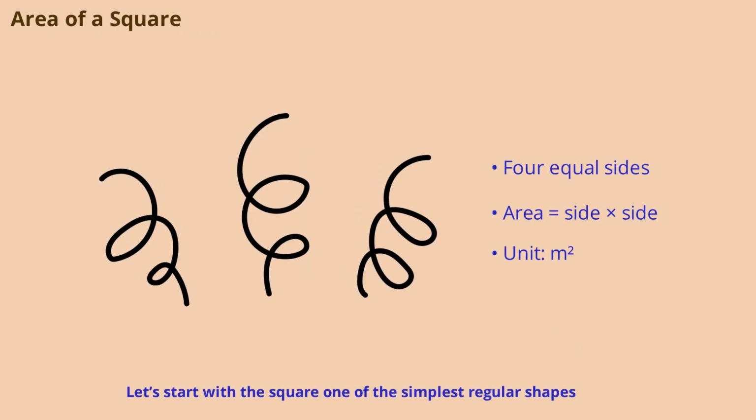A square has 4 equal sides and 4 right angles. To find its area, you simply multiply the length of one side by itself. This is written as side times side, or side². For example, if each side of a square is 2 meters, the area is 2 times 2 equals 4 m². This formula is quick and easy to remember, making it useful for many everyday tasks.